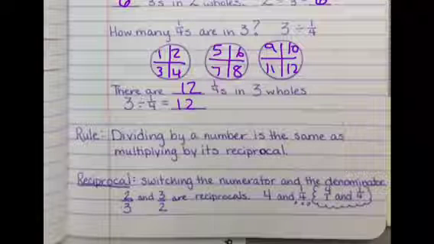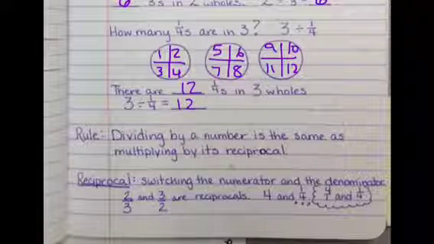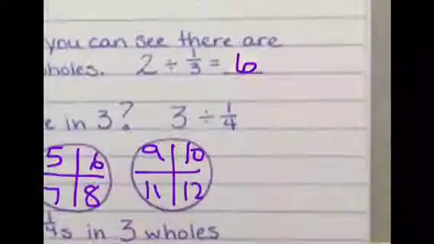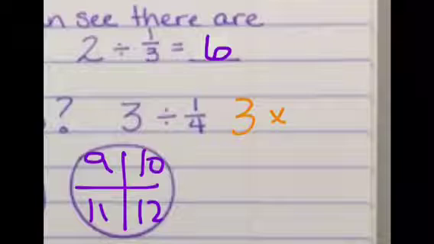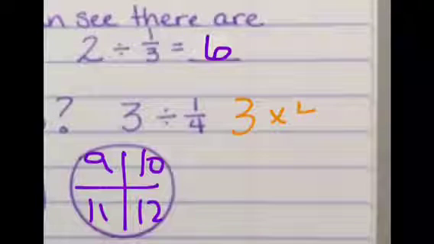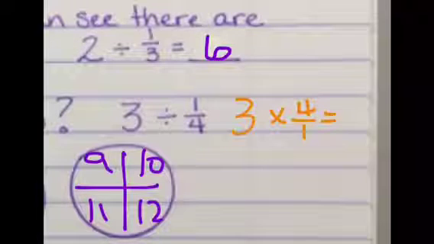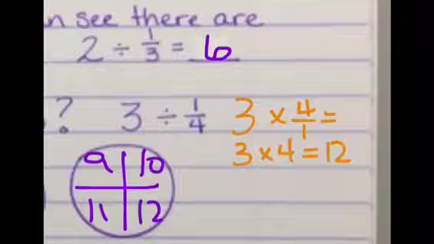So if dividing by a number is the same as multiplying by its reciprocal, we can come back up here and say, if we're dividing by a fraction, it's the same as 3 times the reciprocal of 1/4, which would be 4 over 1. And 4 over 1 is the same thing as 4. So we're essentially saying 3 times 4 and getting 12.